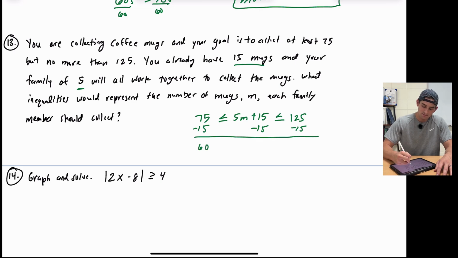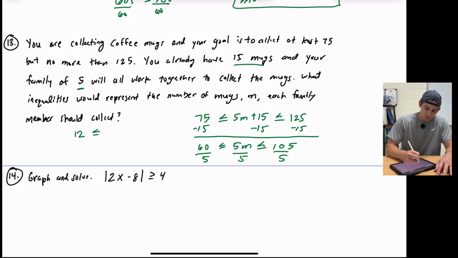So we get 60, and we have less than or equal, now we have 5m, and then this would become 105. Now we can divide here by 5. Okay, so we'll write our answer over here. So 12 looks to be our minimum per person, and 21 looks to be our maximum, right?